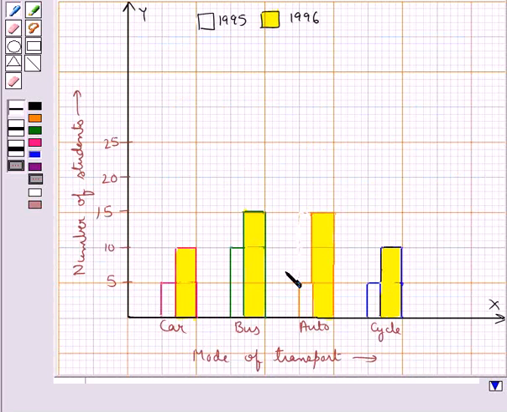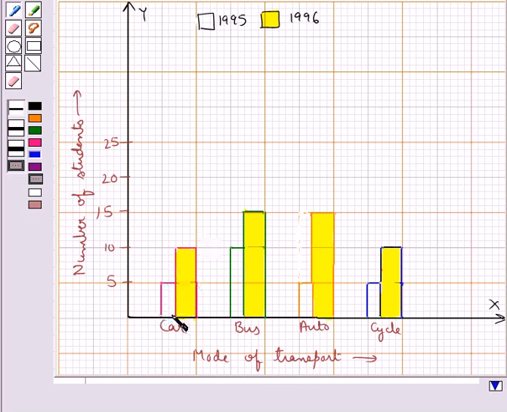Consider this. This is a double bar graph. It is showing the usage of the mode of transport by the students of a school in two different years. That is in the year 1995 and in the year 1996. The shaded bars represent the year 1996 and the bars which are not shaded represent the year 1995. So let's try reading this double bar graph.